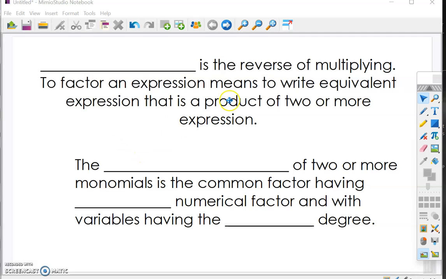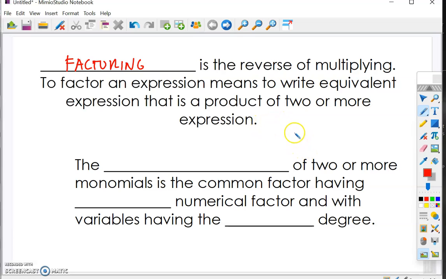So what is factoring? Factoring is the reverse of multiplying. How do we factor polynomials? To factor an expression means to write an equivalent expression that is a product of two or more expressions.